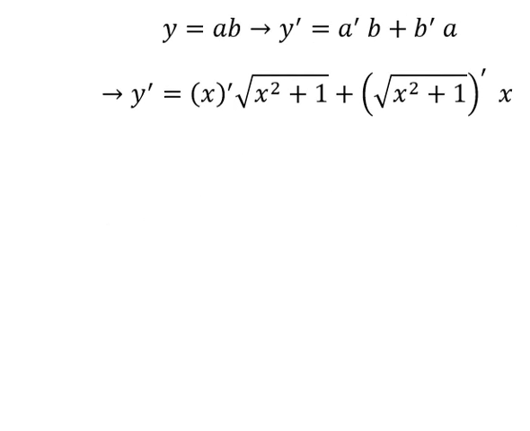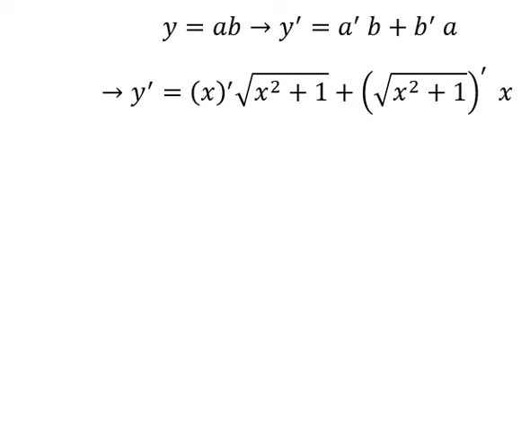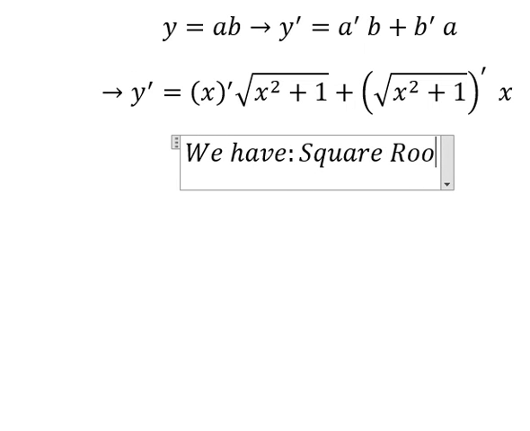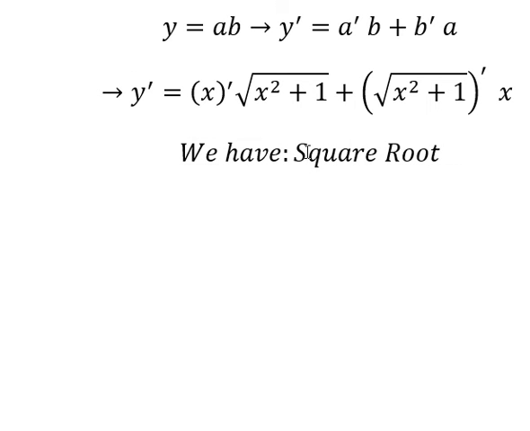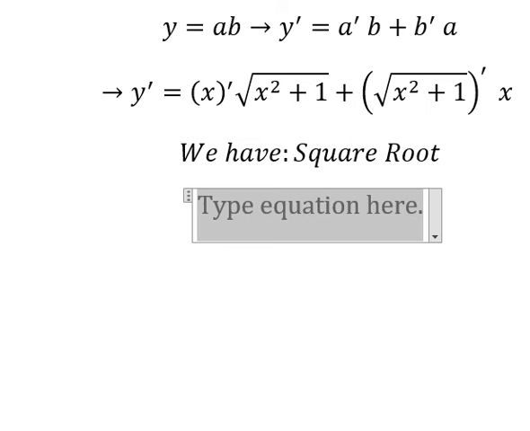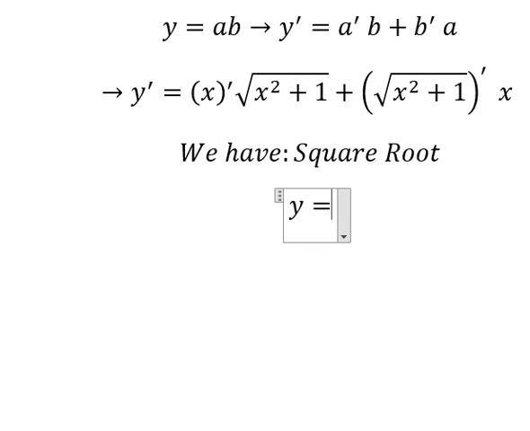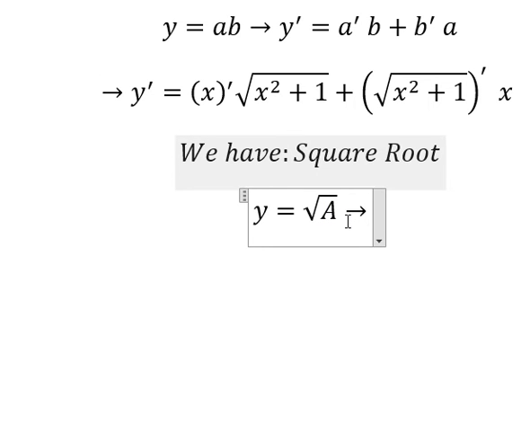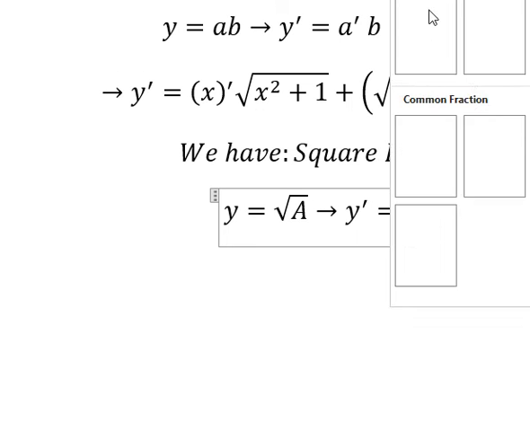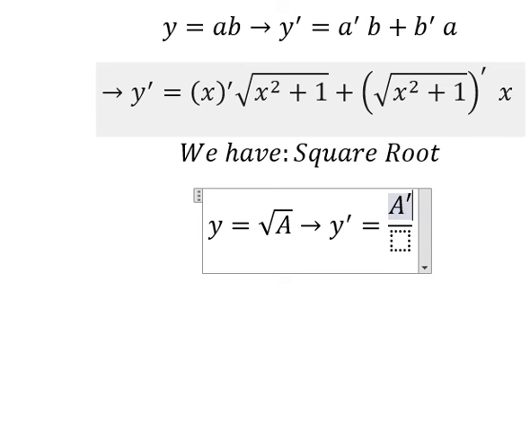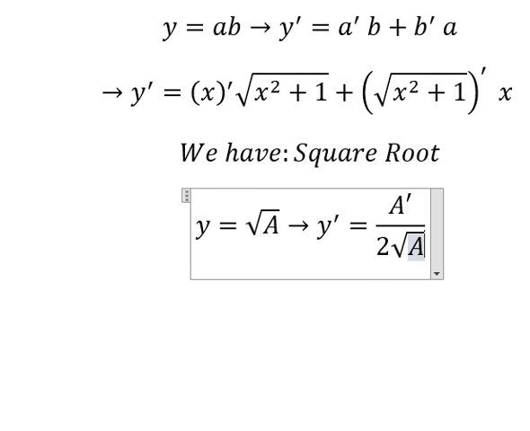Next, we have the formula in here. That is about the square root. So if we have y equals the square root of a, and now if we do first derivative of this one, we have first derivative of a over 2 times the square root of a.